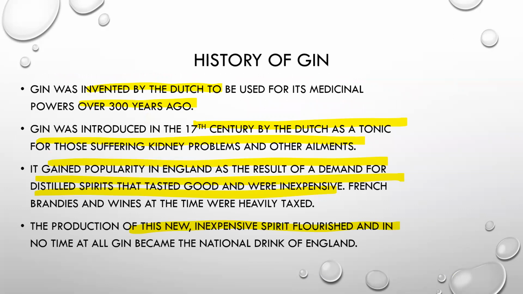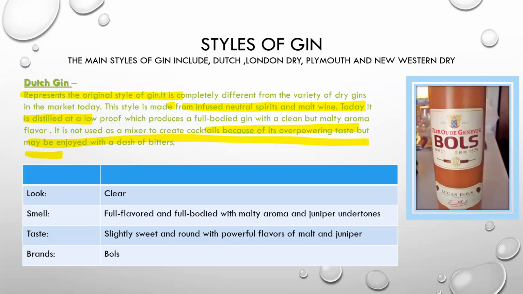So gin was invented by the Dutch over 300 years ago for its medicinal powers. It was introduced in the 17th century by the Dutch as a tonic for those suffering kidney problems and other ailments. It gained popularity in England as the result of a demand for distilled spirits that tasted good and were inexpensive. French brandies and wines at the time were extremely taxed at that point. So the production of this new inexpensive spirit flourished, and in no time at all, gin became the national drink of England.